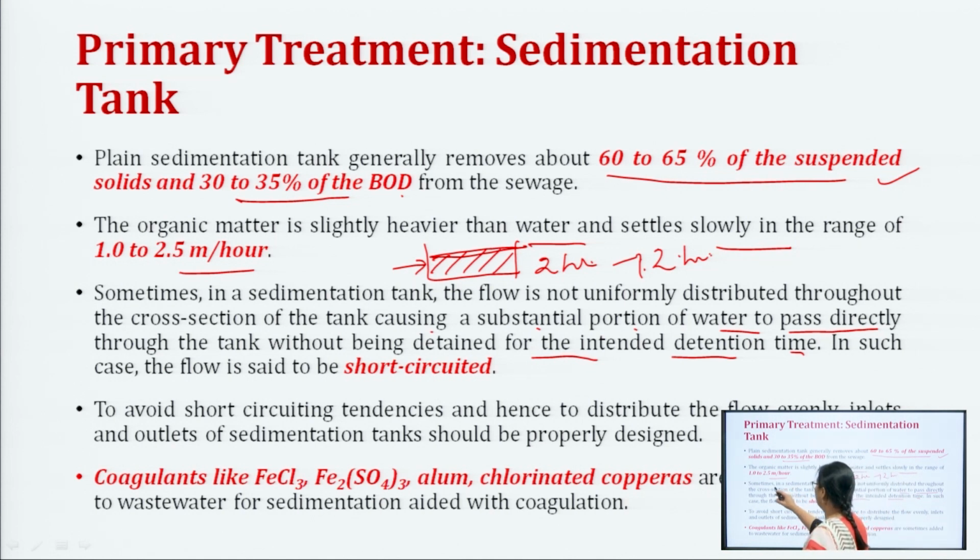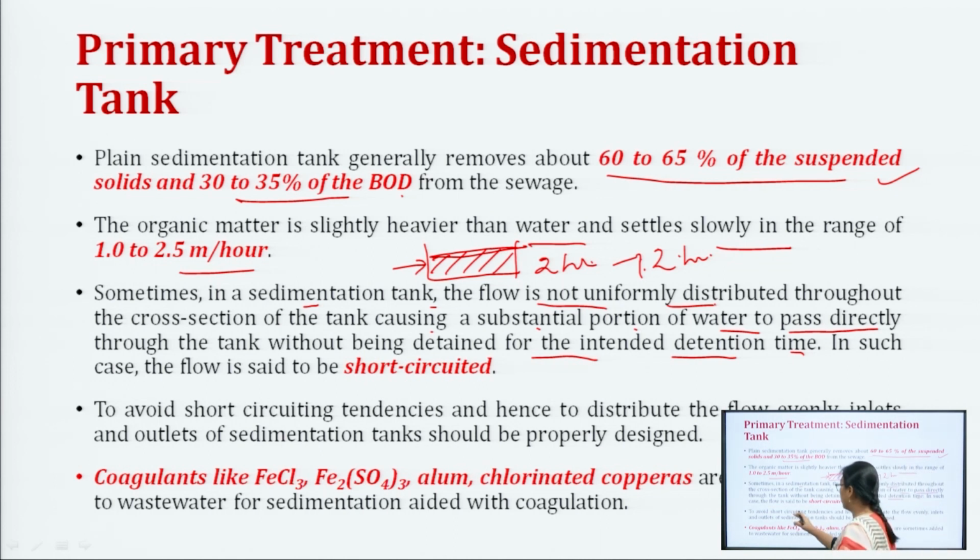So, let us read again. In a sedimentation tank, the flow is not uniformly distributed, right. Some may stay for a longer time duration than 2 hours, and some may stay for a lesser time throughout the cross section of the tank, causing a substantial portion of the water to pass directly through the tank without being detained for the intended detention period. In such case, the flow is said to be short circuited.